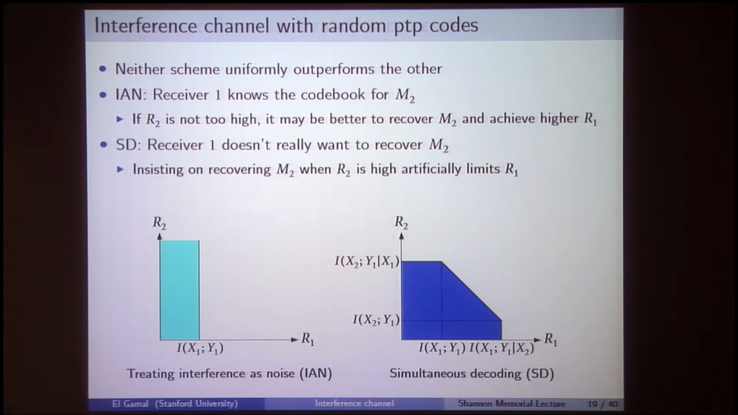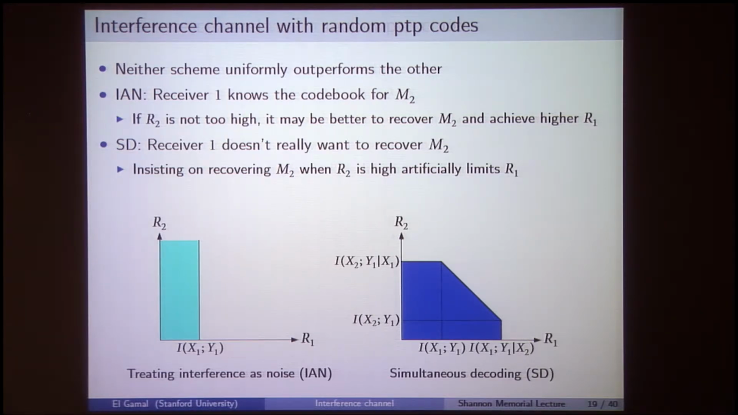Okay. On the other hand, receiver 1 doesn't really want to recover M2. He doesn't have any interest in M2 whatsoever. All he wants to recover is his message. And so insisting on recovering M2 when R2 is high artificially limits R1. So you may be able to recover R2 maybe here, and if you treat interference as noise, you can recover it. Over here, you cannot even recover it. Okay, so neither one of these two schemes uniformly outperforms the other.